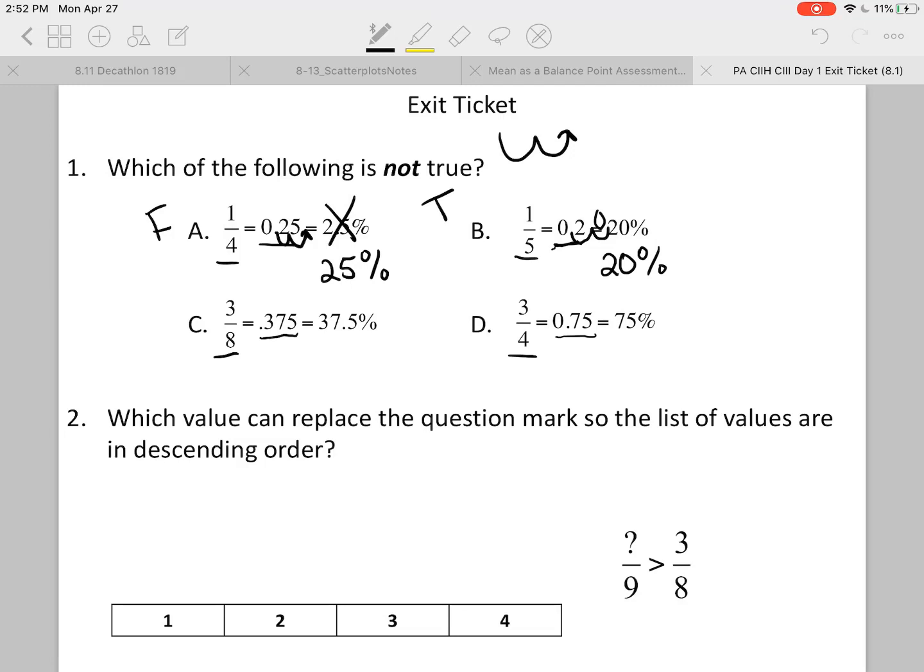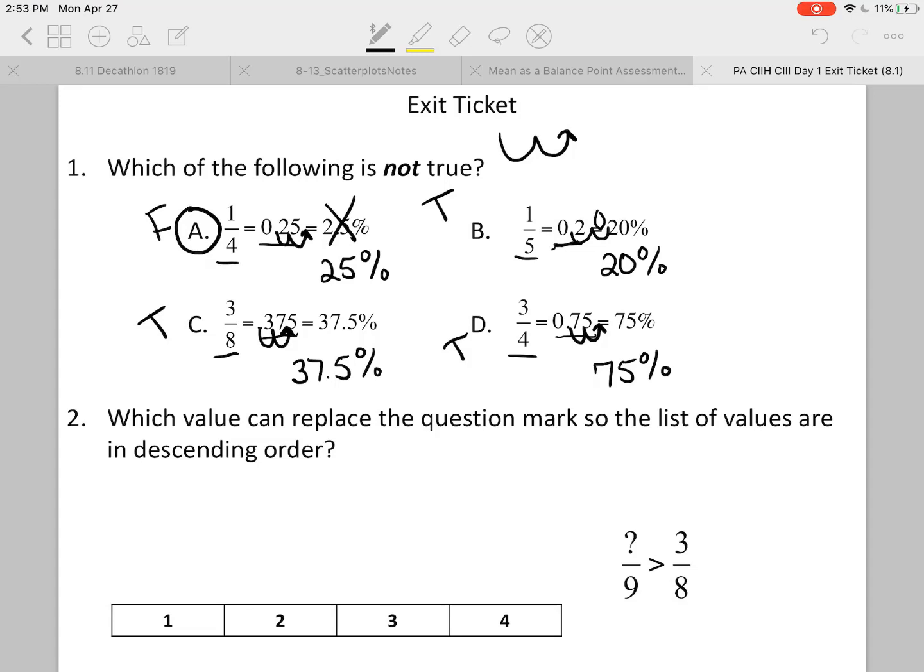So B is a true answer. For C, if I move my decimal point 2 places, I get 37.5%. So this is a true answer. And for 0.75, if I move my decimal point 2 places, I end up with 75%, making this a true answer. We want the not true answer or the false answer, so we would choose A.